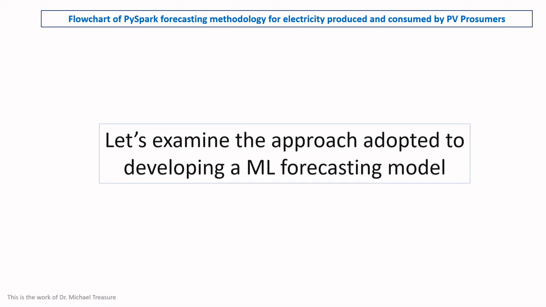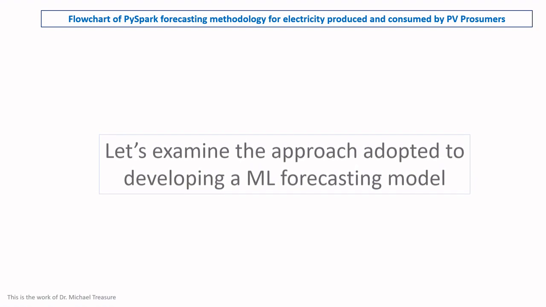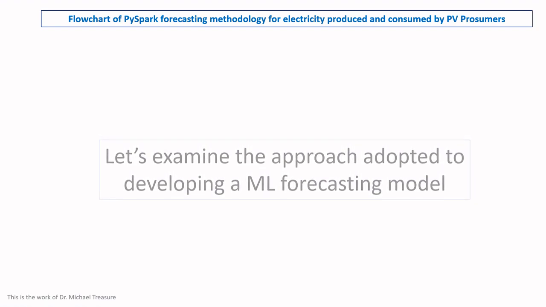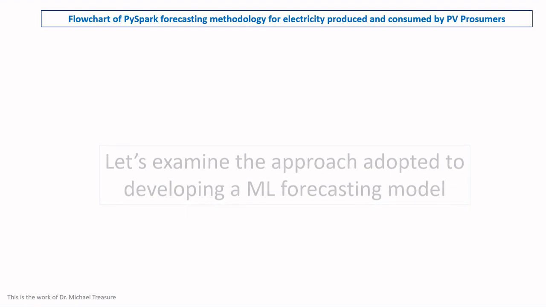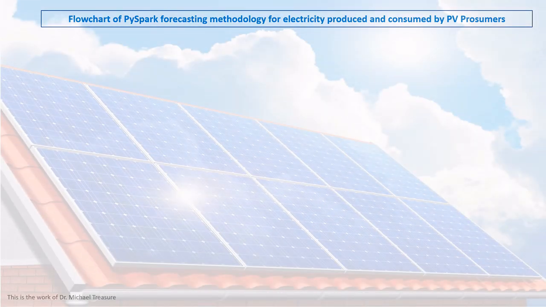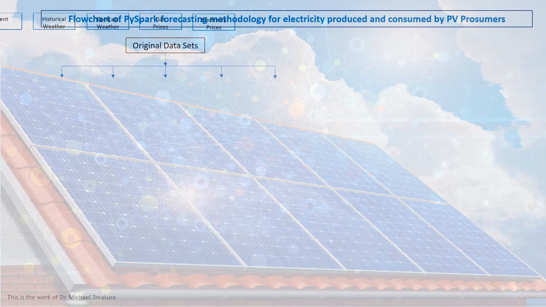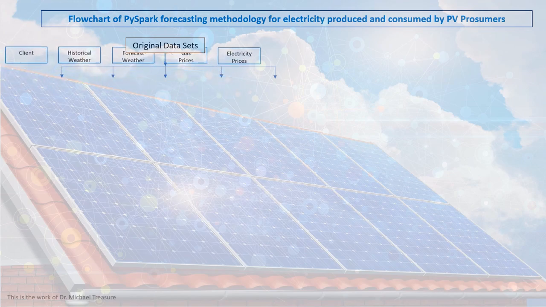Earlier we discussed the 4 buckets of data sets. Now we will talk about the set of tasks in our methodology. Task set 1. We load the different datasets: clients, historical weather, forecast weather, gas prices and electricity prices. Task set 2. We perform initial exploratory data analysis, EDA, coupled with extract, transform and load, ETL, processes.